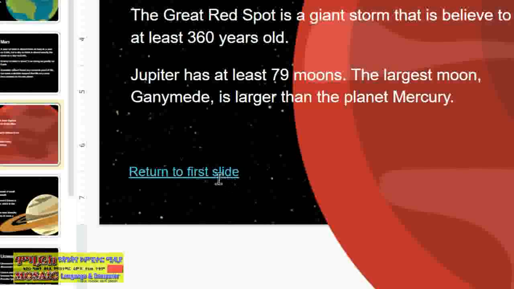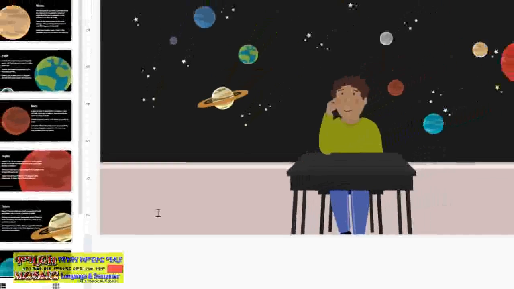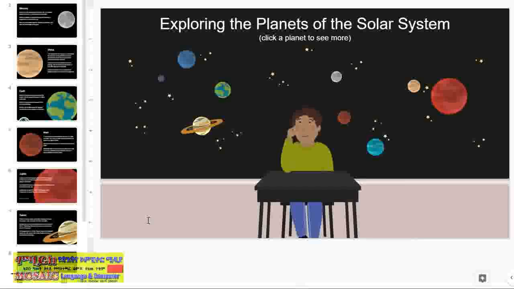Whenever you select an object or text that is linked, a dialog box appears. From this dialog, you can remove, edit, or copy the link. You can also go to the link. Let's do that to make sure it's working correctly. Perfect. Okay, now I want to turn Jupiter into a link.